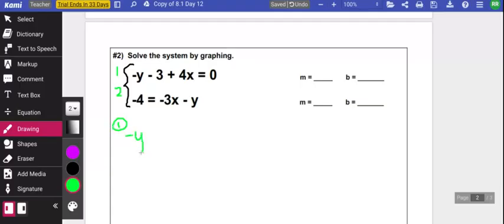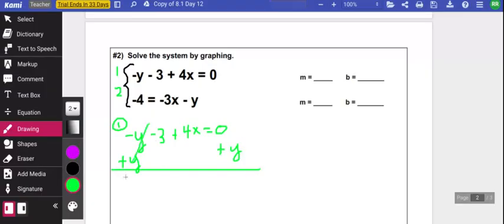Equation 1, I have negative y minus 3 plus 4x equals 0. Now as you can see, the y term is on the left side. And so I could certainly move the negative 3 and the 4x to the right side. That would certainly work. Or I could move this y term over here on the right side of the equation so that it would already be by itself. And so let me do that. Let me add y to both sides so that these y's will cancel, right?